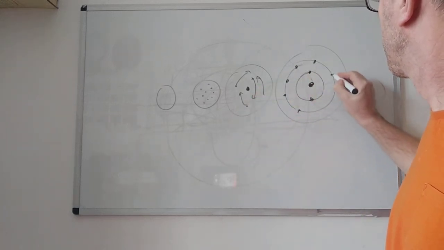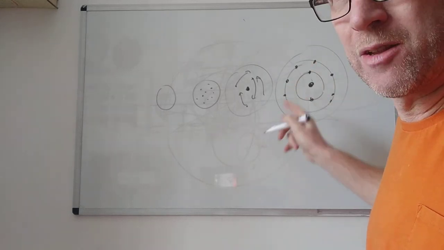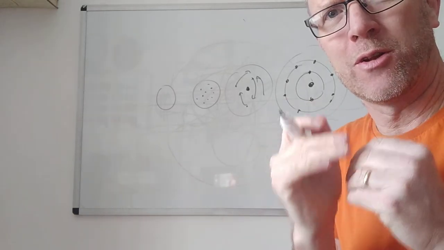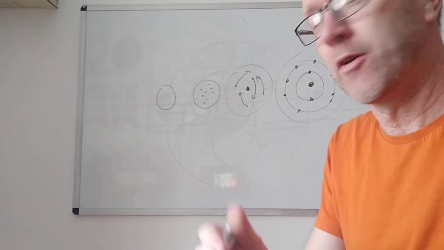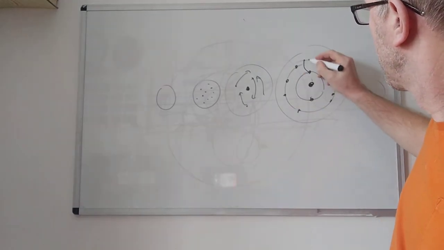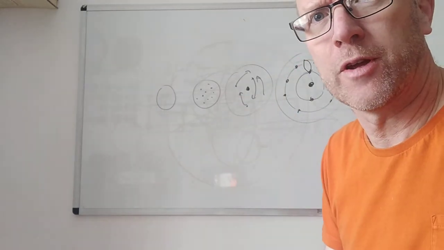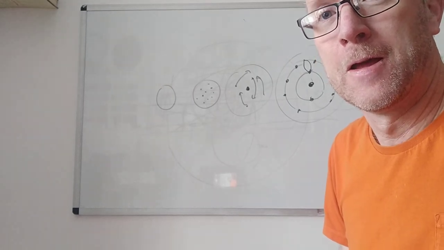But what we're learning today is that the better way of calling a shell is an energy level. So the two electrons on the inside are at the lowest energy, and the electrons further out at the next level are at a higher energy. And if an electron jumps from here to here, when it falls back down, it emits light, and a certain color of light. That's what happens.